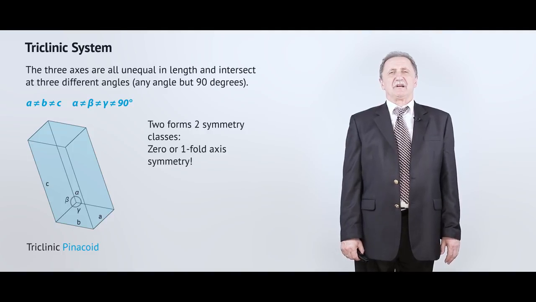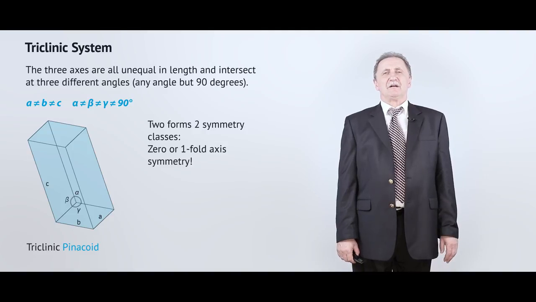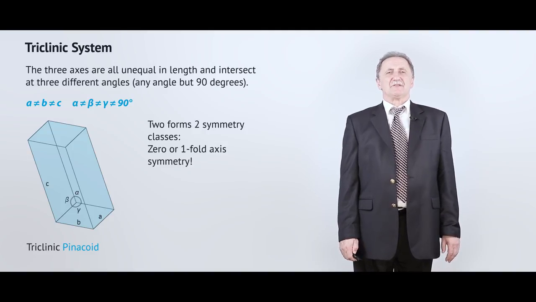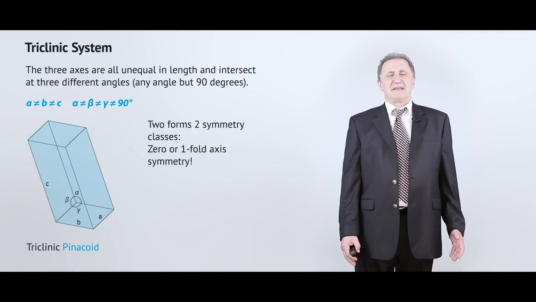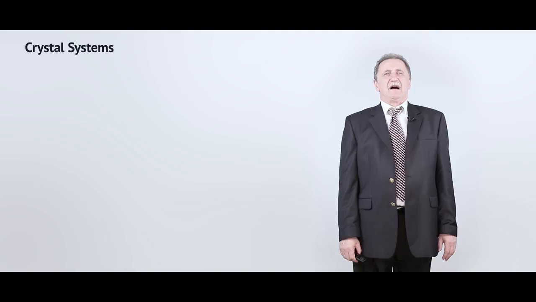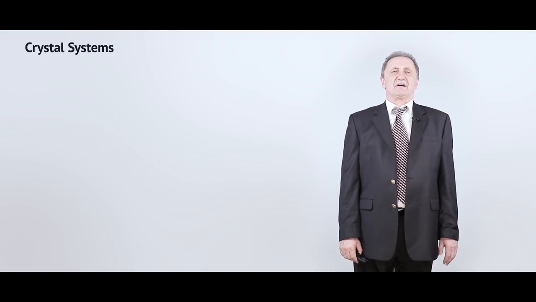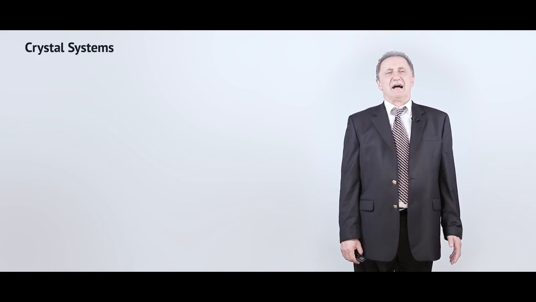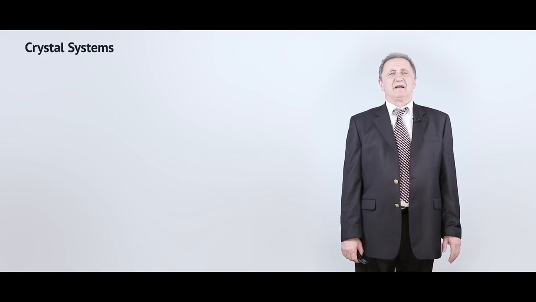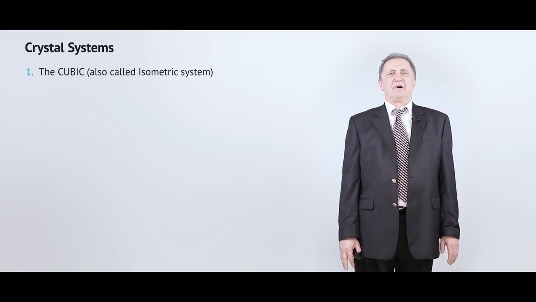Only 2 symmetry classes here, and they do have 0 or 1-fold axis symmetry. So let's conclude, and that's in general, just to refresh your mind. We outlined 6 classes of symmetry, and the cubic class, or isometric system, has the highest level of symmetry, while the last, the triclinic system, has almost 0 symmetry.